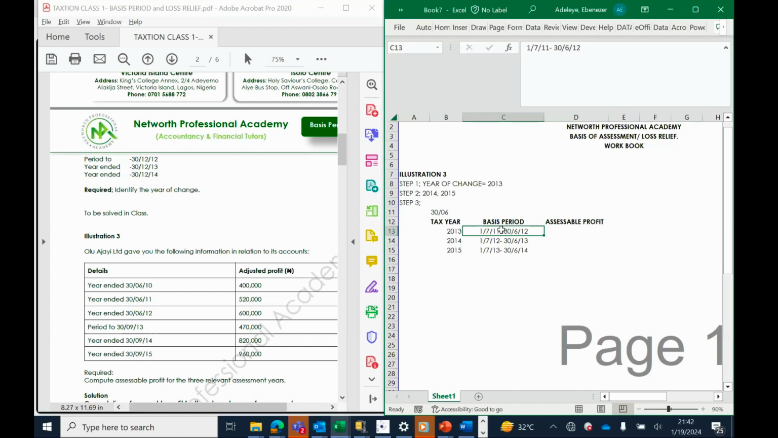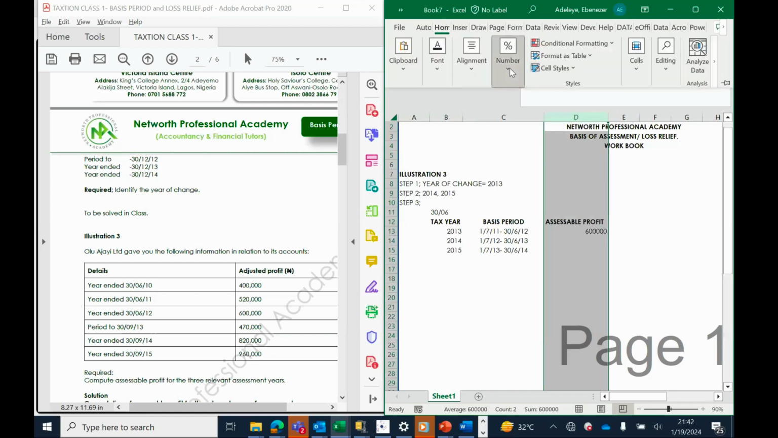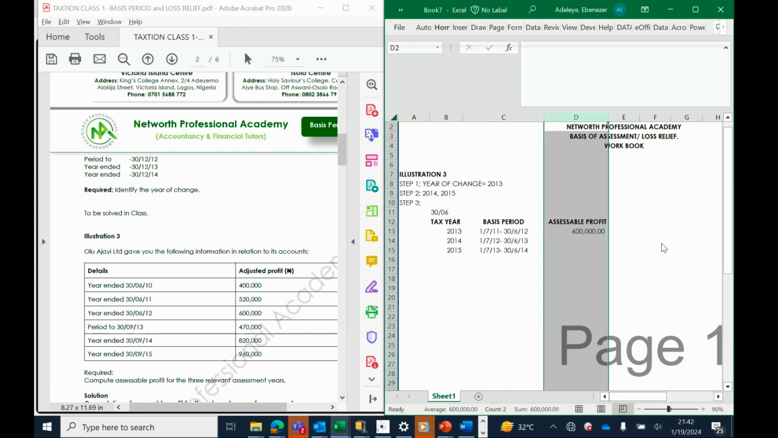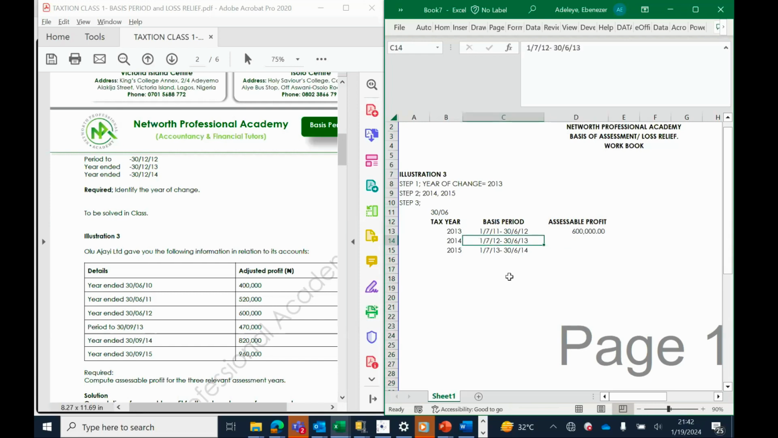Can I move on? Yes, sir. All right. So for this one, it will be what? 600,000. Let me put in the comma. 600,000. The next one, which is 2014, is from 1st of July 2012 to 30 June 2013, which is this one. So that is from this period.